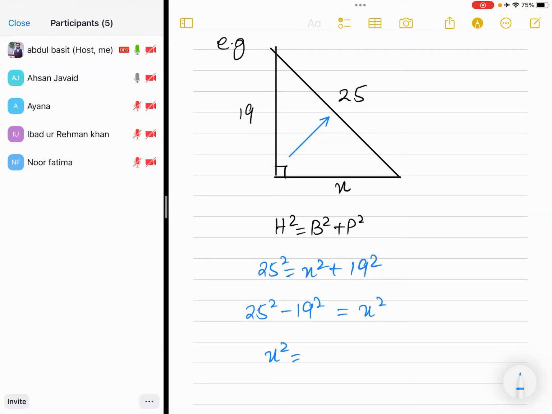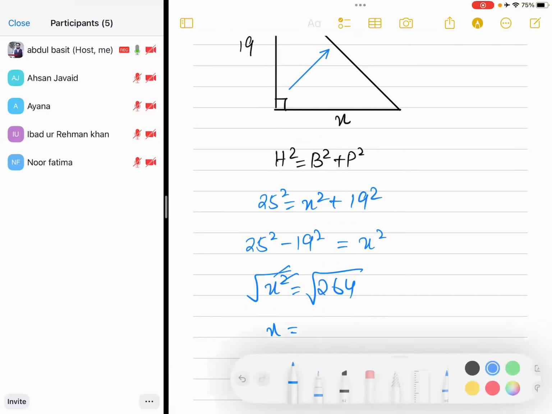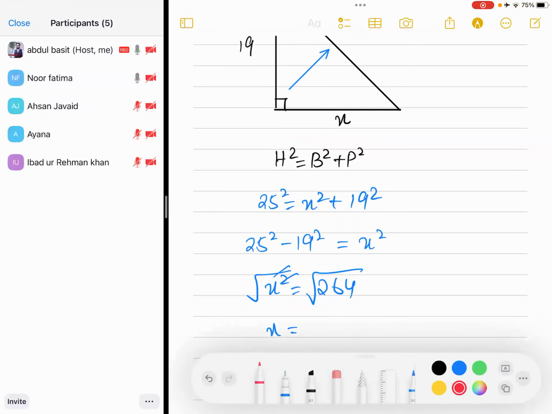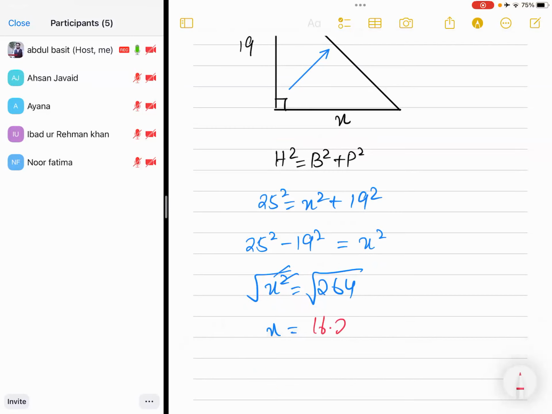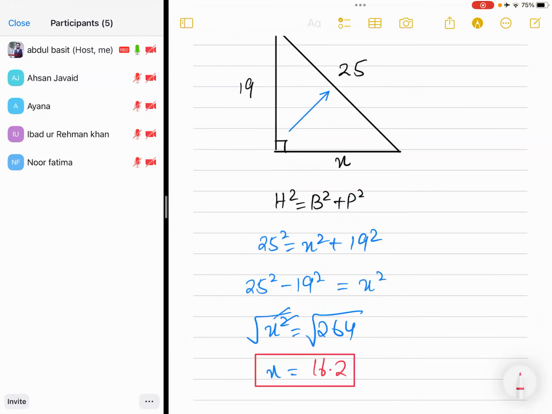So Noor, can you please solve this for me? 25 square minus 19 square. Calculator, please. 25 square minus 19 square is what? 264. Can you please take the square root of the answer? Square root of 264 is 16.2. Okay, Noor, you can see that you got the value that x is equal to 16.2, right?